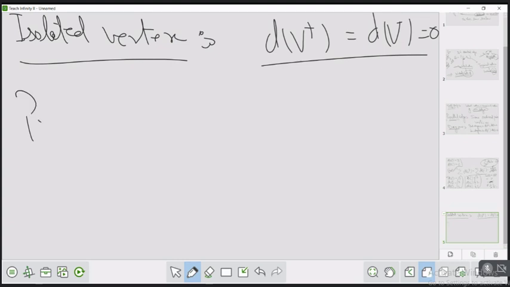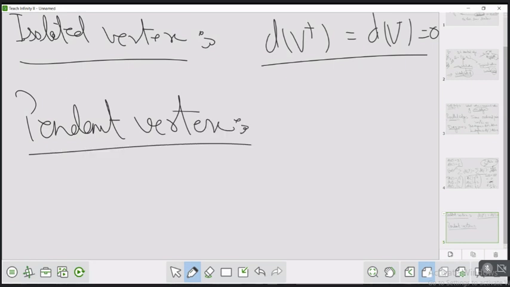Pendant vertex. In an undirected graph, what is a pendant vertex? A vertex whose degree is 1. Are you getting the point? In a digraph, a vertex is called a pendant vertex if the sum of out degree and in degree of that vertex is 1.